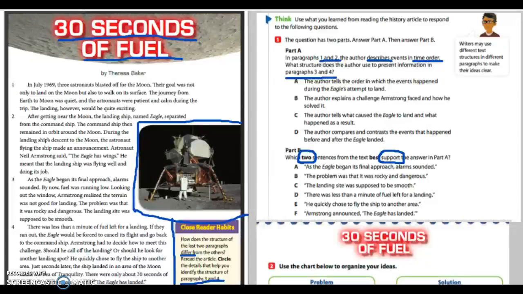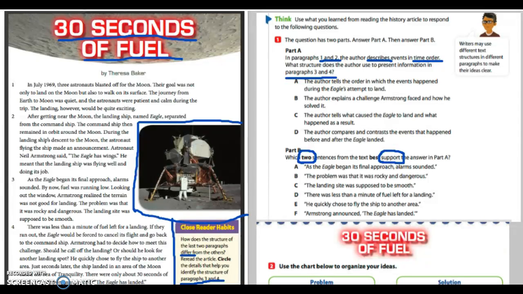Next, I'm going to venture through the passage. So please put your finger on the first word in the passage, and I'm going to begin reading. 30 Seconds of Fuel by Teresa Barker. Paragraph 1.